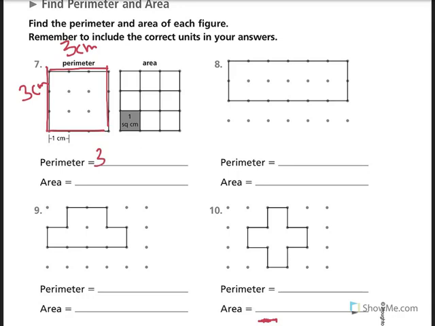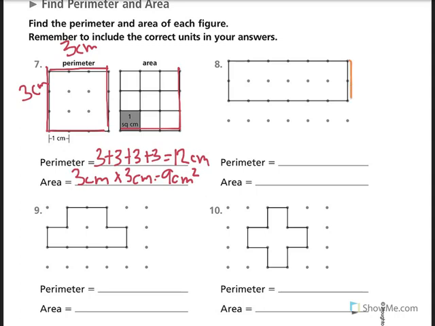So it's 3 plus 3 plus 3 plus 3. And if you remember your multiplication facts, 3 four times is 12. There we go. So that equals 12 centimeters. And then the area inside, it is still 3, right? So that will be 3 cm times 3 cm, which equals 9 cm squared, 9 square centimeters.